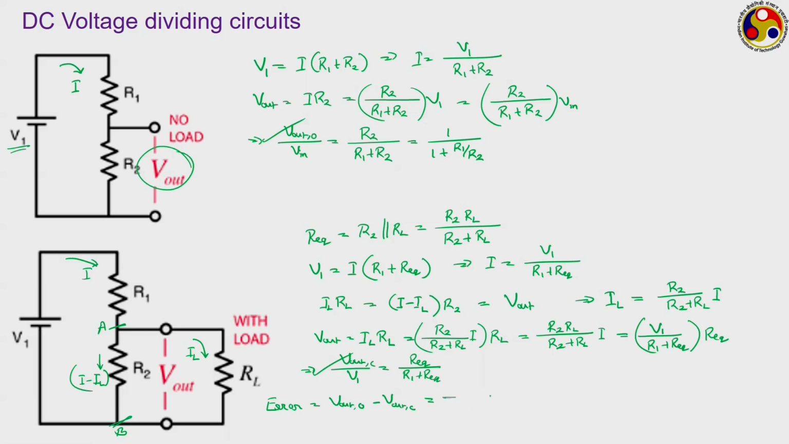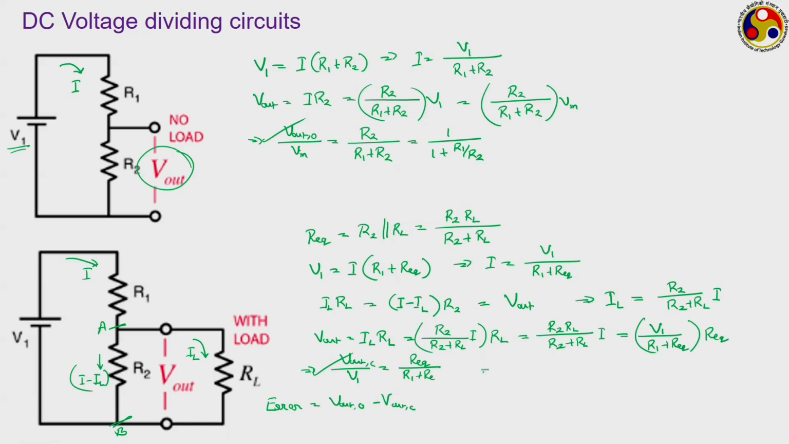And if you put it, then just directly by simplification it will be coming as R2 into R1 1 plus R2 upon RL plus R2, this into V1. Or actually I should not write this way, truly speaking I should have done this directly. So, this is your expression for error.